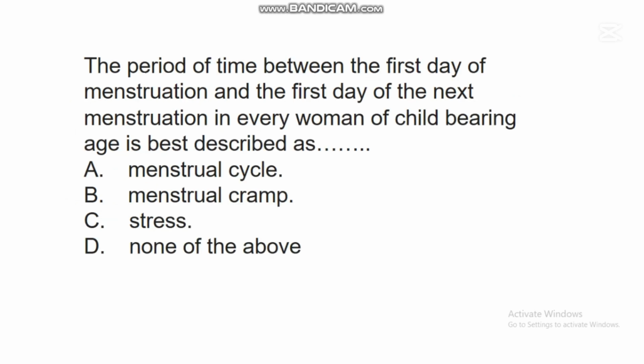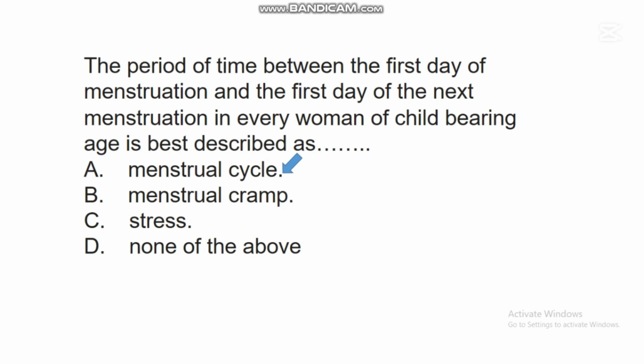The next question says, the period of time between the first day of menstruation and the first day of the next menstruation in every woman of childbearing age is best described as dash. A. Menstrual cycle. B. Menstrual cramp. C. Stress. D. None of the above. In this question, the correct answer is A.